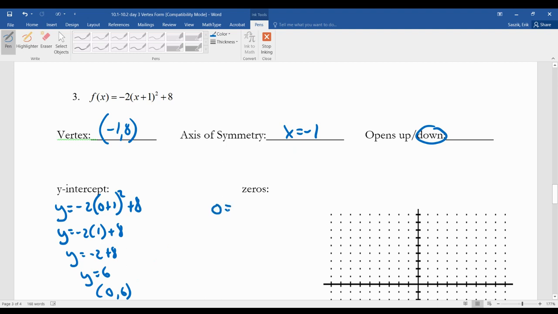My zeros, I'm going to replace the f of x with just 0. And now we want to get this set of parentheses by itself. So we got to move this 8 over first. It would be positive on that side. We want to get rid of this negative 2 as well. So we divide both sides by negative 2. Sorry, this would be negative 8 on that side, right? Because I have to subtract it. So negative over negative is positive.